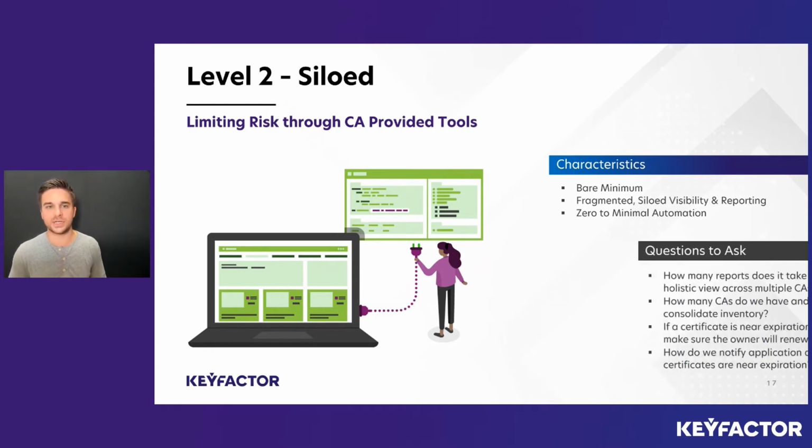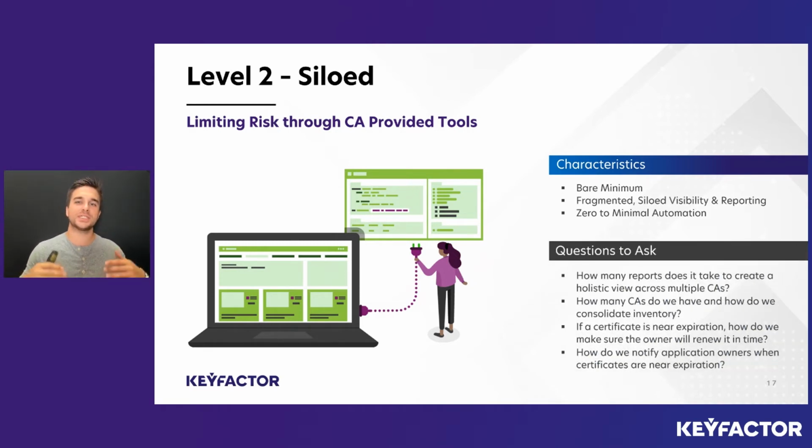So some of the questions you can ask: how many reports does it take us to create a holistic view across multiple CAs? With all those silos, we have to pull together all these reports and all this alerting from all these different tools. How do we make sure that we can pull this up into one view? That could be a lot of time for you. And if you're saying, oh, I can't see it in one view, we have to pull from all these different areas, that could be a telltale sign you're at level two.